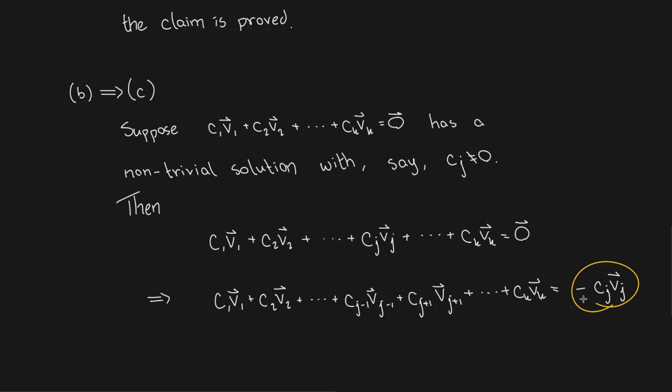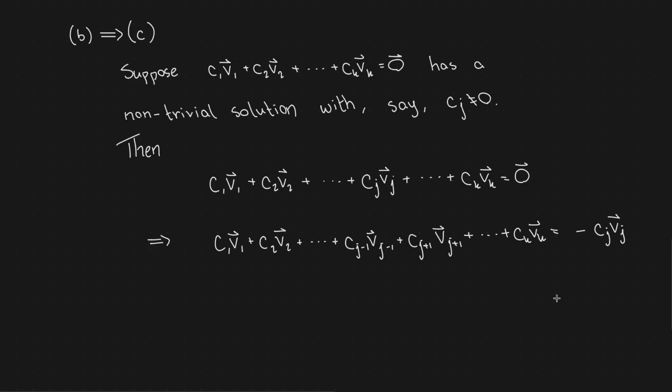Okay, now remember our assumption. We're assuming that Cj is not 0, which means we can divide by it. If it were 0, we couldn't divide by it. But because it's not 0, we can divide everything by it.